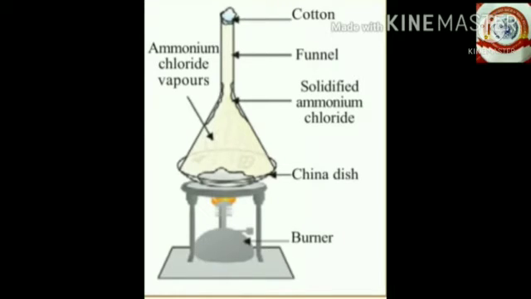The mixture is taken in a china dish. The tail end of a funnel is fixed with cotton. The china dish is covered with the funnel. The arrangement is kept on a stand and heated. Ammonium chloride has a sublimating property. On heating, the vapors of ammonium chloride are formed. They get deposited on the inner cooler part of the funnel.